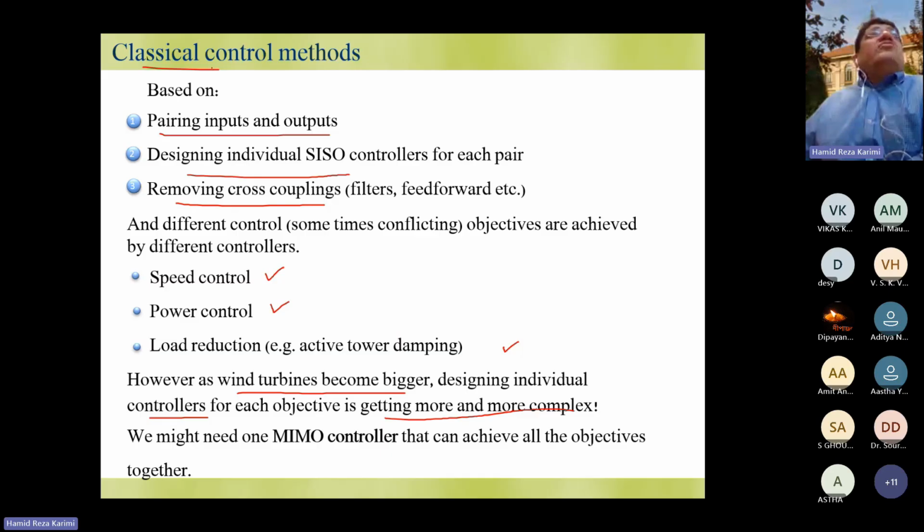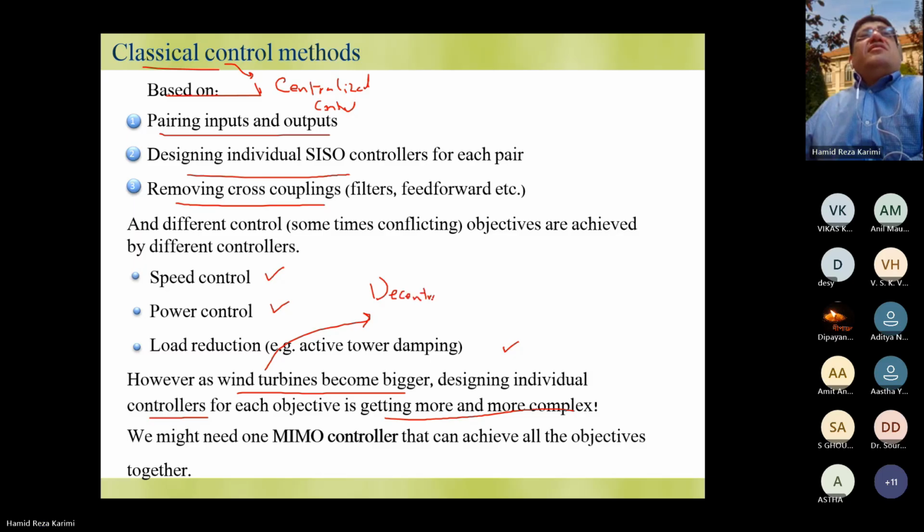Traditional classical control works for centralized control. But if you want to do the control for the wind turbine, you need to work on decentralized control. So yesterday, we talked about the decentralized control.